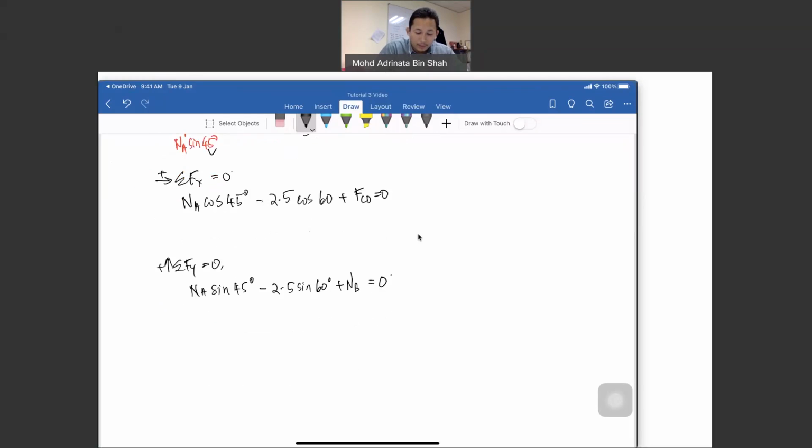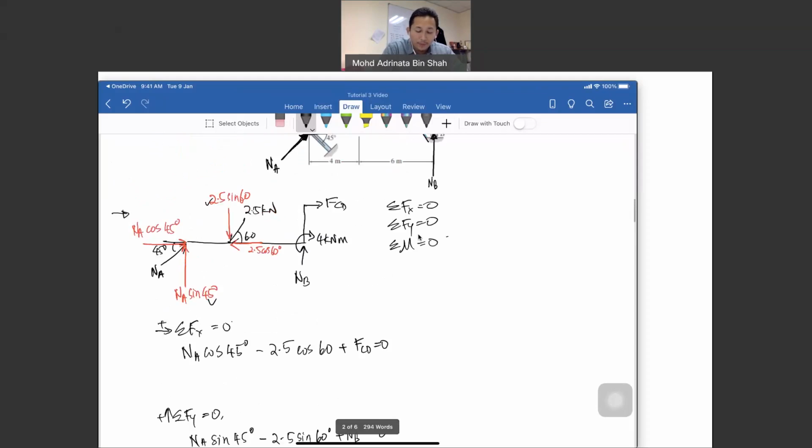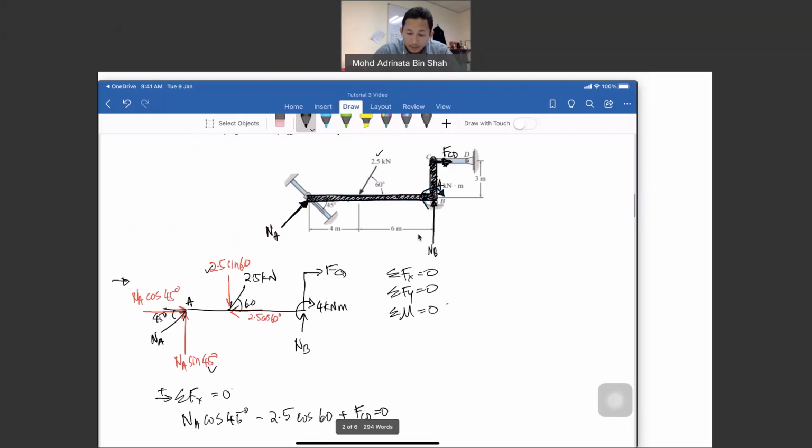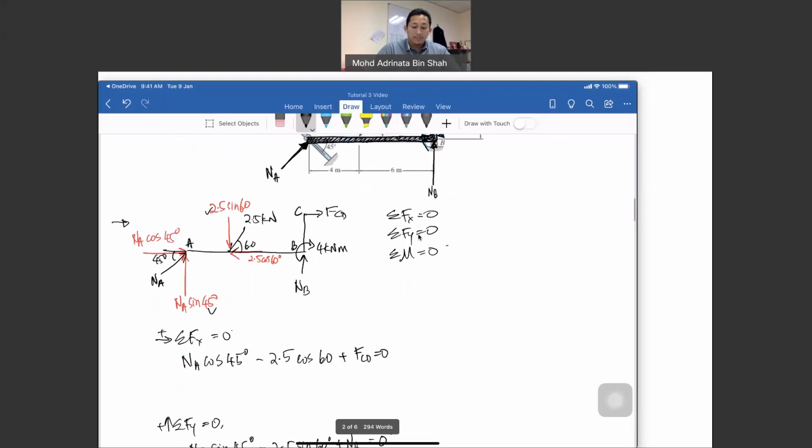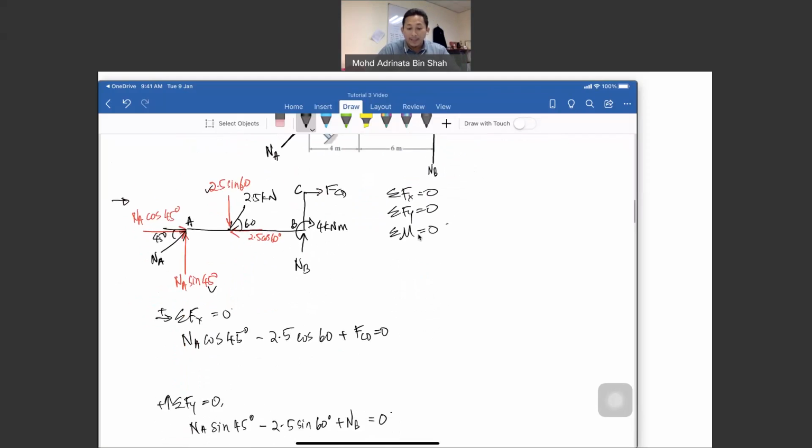So finally, we have M equals to 0. Which point of our body do we want to look at? This one is A, B, C. So we want to eliminate at least two unknowns.